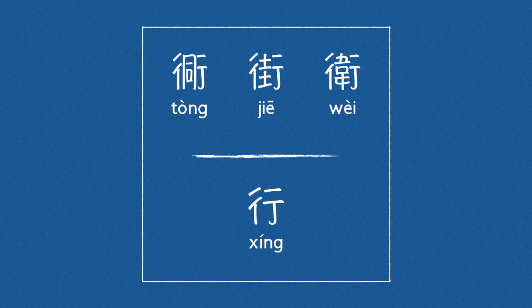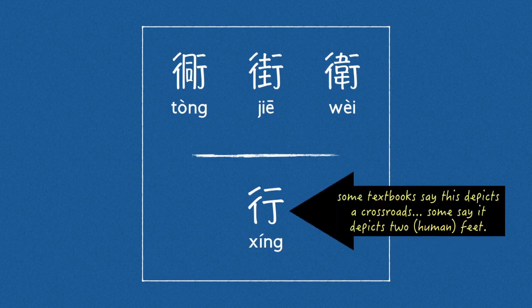The three characters you see at the top of the screen look like they follow exactly the same pattern. They don't. Your textbooks may have taught you that the symbol they have in common, shown in the lower half of the screen, is a picture of an intersection or a crossroads. For the moment, I would file that advice under kind of, sort of, maybe, sometimes.